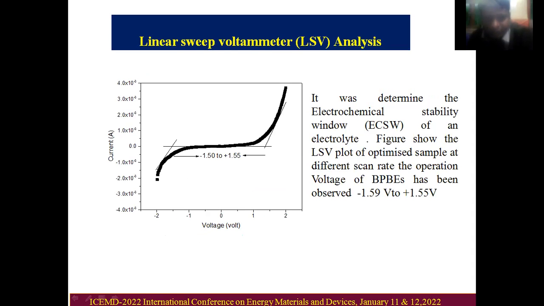Linear sweep voltammetry, LSV analysis. It is used to determine the electrochemical stability window of an electrolyte. The figure shows the LSV plot of the optimized sample at different scan rates. The operating voltage of the biopolymer based electrolyte has been observed from minus 1.5 volt to plus 1.55 volt.